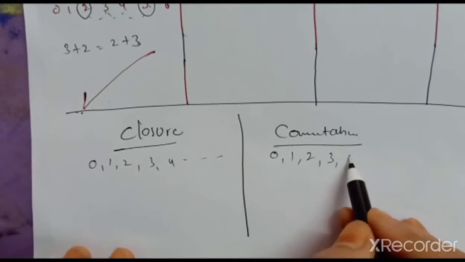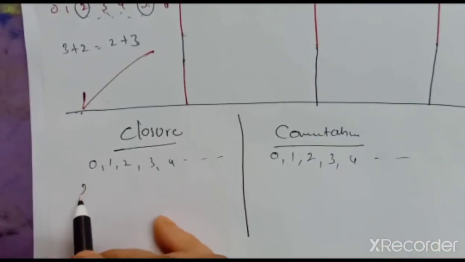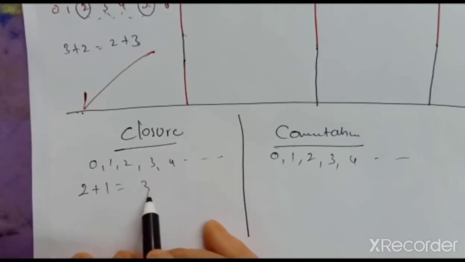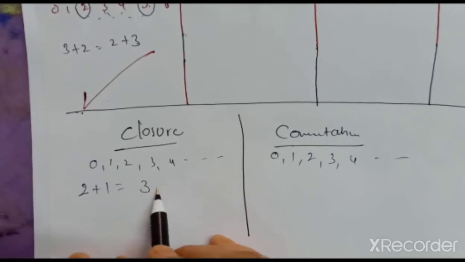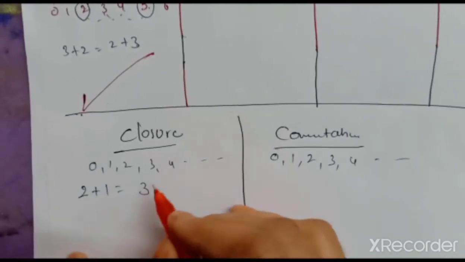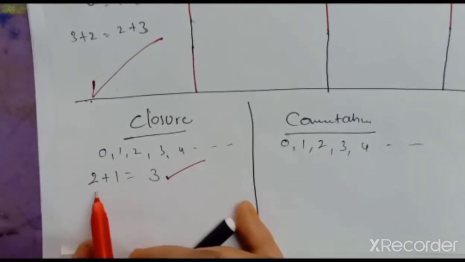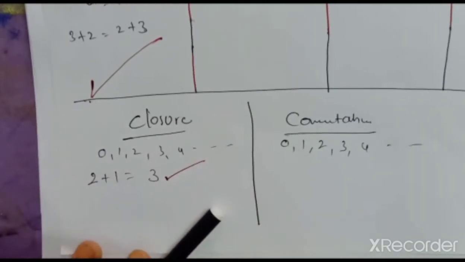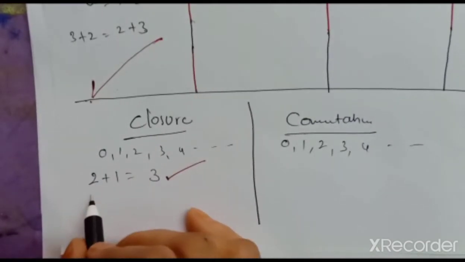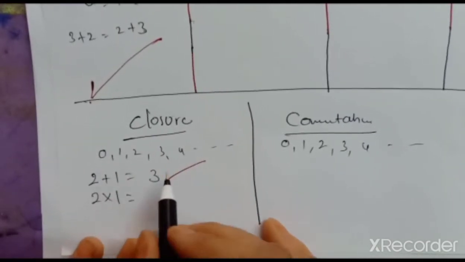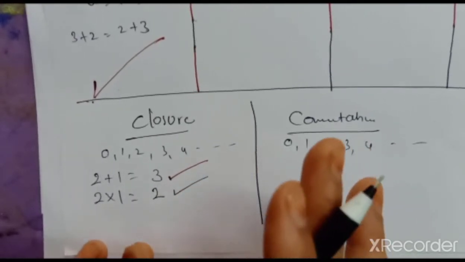So 0, 1, 2, 3. If two whole numbers are added, 2 plus 1 is equal to 3. If you get a whole number, then addition follows closure property. If two whole numbers are subtracted, you may get confused here. For multiplication, let's see first. 2 into 1 is equal to 2. It is also a whole number, so it also follows closure property.